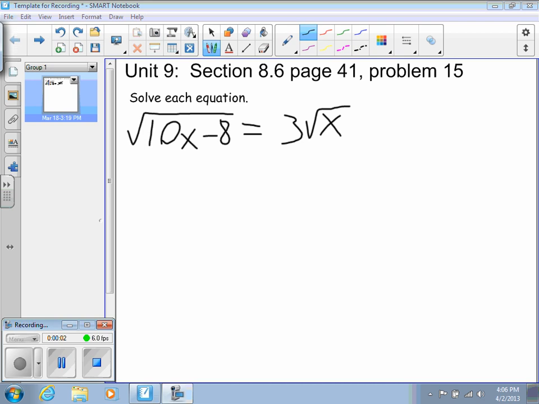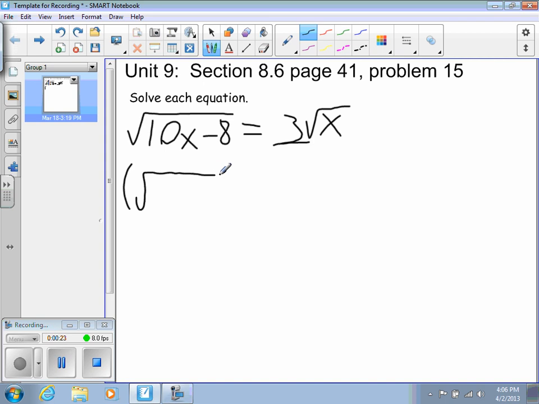Okay, this problem is a little more complex. We have a radical, a square root on both sides, both of which have the variable inside of them. Both radicals are by themselves other than a coefficient right here. We're going to go ahead and square both sides of the equation.